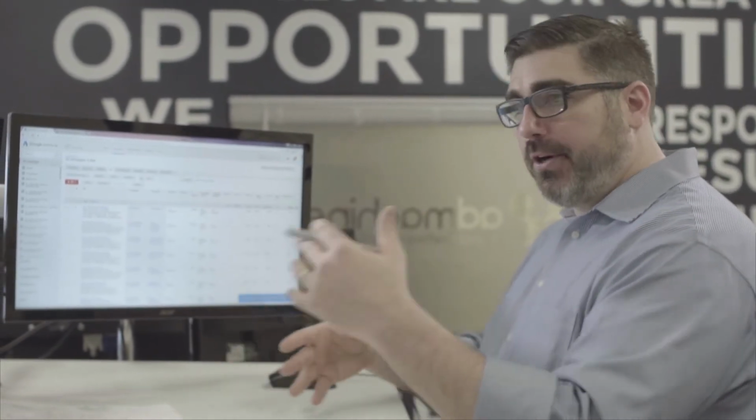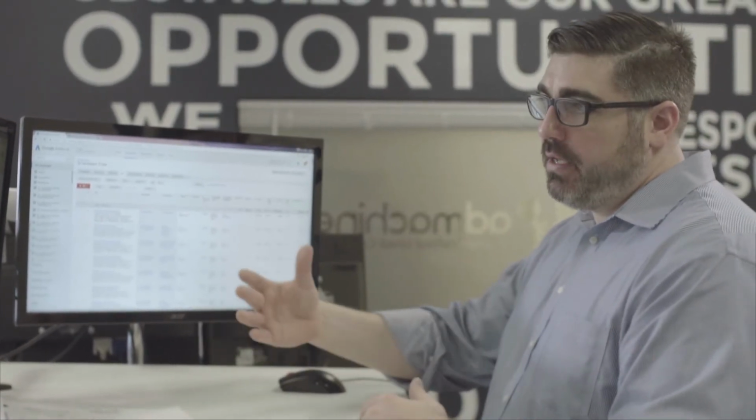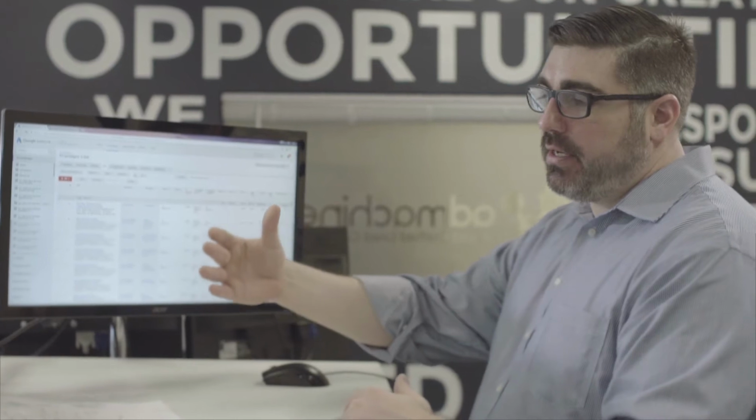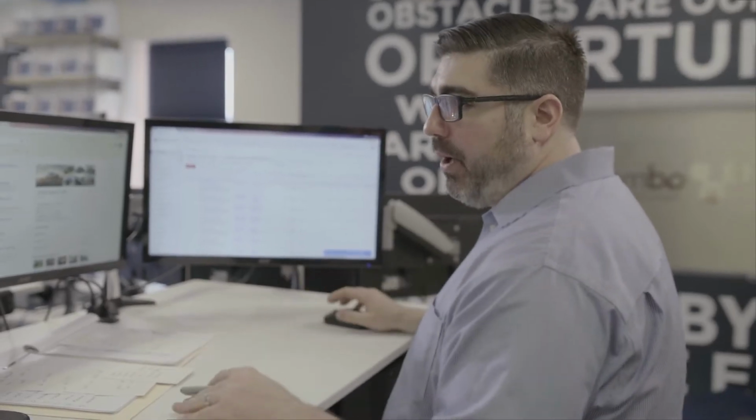And you've probably heard of Google Quality Score. Quality Score is all about relevancy. The higher the quality score, the better. That means you have a really good ad that's attracting high quality traffic.